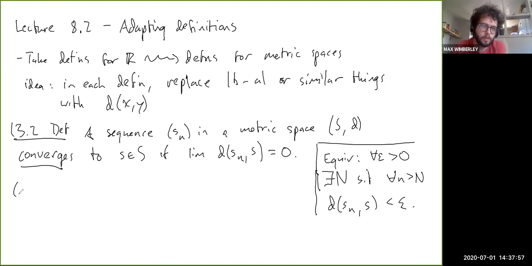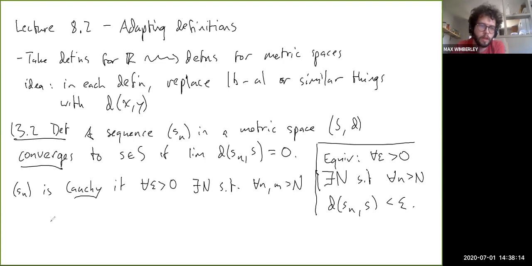But this is literally just a translation of what it means by definition for this limit to be 0. The only reason they say it this way is because it's more compact than writing this whole thing out. But then when they do the definition of Cauchy sequences, it's really this process where they just replace Sn minus Sm with the distance from Sn to Sm. So Sn is Cauchy if for all epsilon greater than 0, there exists an N such that for all n and m greater than N, we have that the distance from Sn to Sm is less than epsilon, okay? So it's literally the same definition, but with the absolute value of the difference replaced by this distance concept.